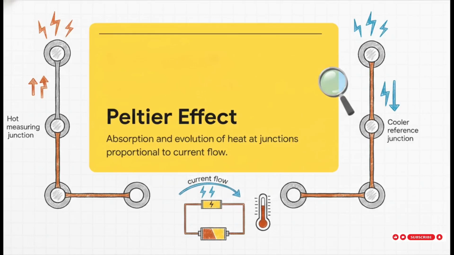First up is the Peltier effect. This principle relates specifically to what happens right at the connection points of our two different metals. When that current flows through the circuit, heat is actually absorbed at the hot measuring junction and evolved or released at the cooler reference junction. The amount of heat being shuffled around is strictly proportional to the flow of current. It's essentially the mechanism that proves the thermocouple acts as a reversible heat engine.